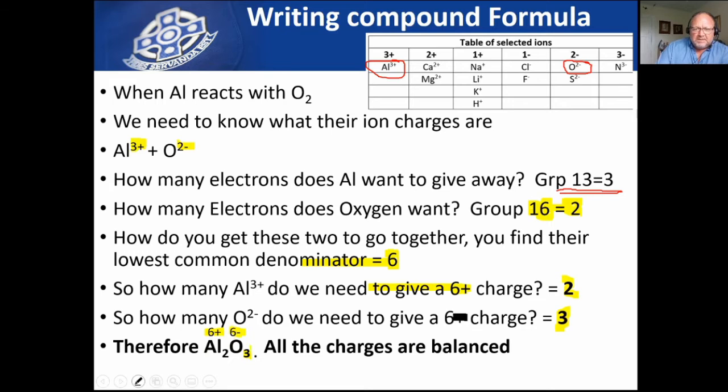Okay, so you all understand. So you take the common denominator between the charges, so a 3 and a 2, the common denominator is going to be 6. Then you find how many needs to go in there, and that becomes the number at the bottom. 2 and this one would be 3. That goes down here. So 2 aluminiums give me a charge of 6 plus. 3 oxygens gives me a charge of 6 minus, and they cancel each other out.